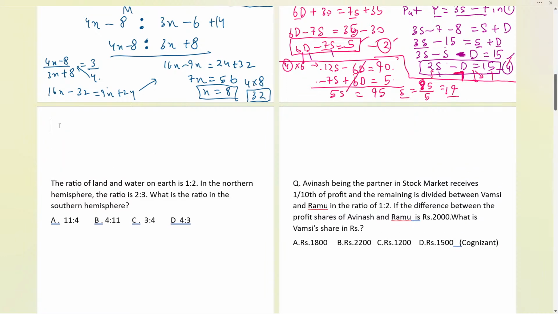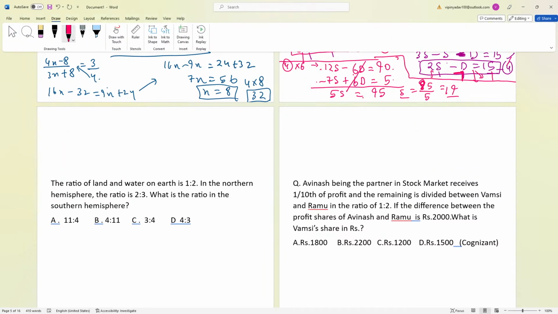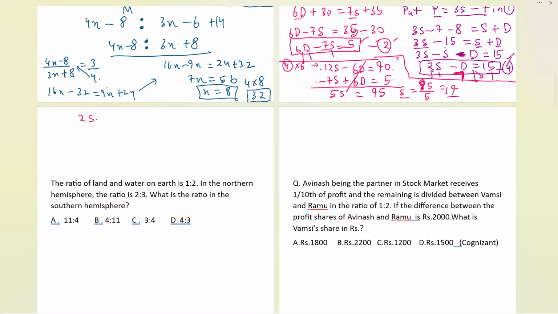Okay, so here let us solve. Now 2S minus D equals 15. S we have got as 19, so 2 times 19, minus D equals 15. The 2 times 19 is 38. 15 you can take to the left side, and D we have got as 23. That is the D value we have got.